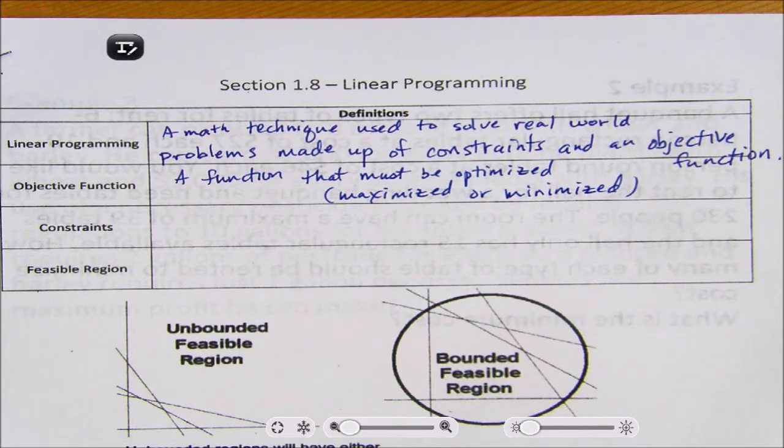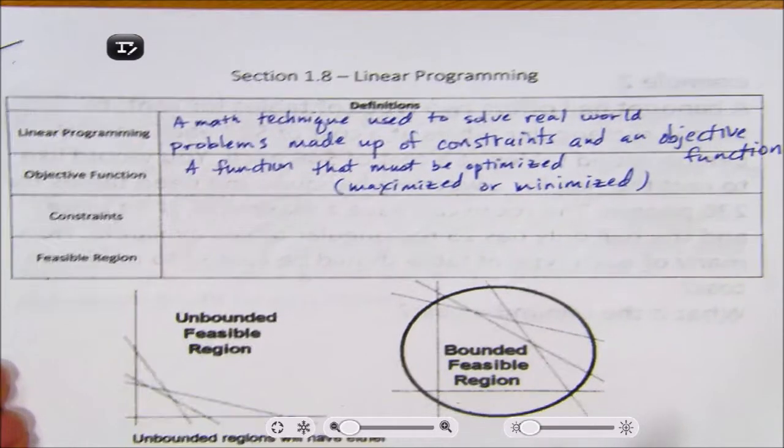And or, like which one? Yes, it could be both. Usually it's one or the other, but it could be both. Usually it doesn't make sense to do both. Say a real world problem would be to minimize cost or maximize profit. You don't want to do minimum profit. You don't want to do maximize cost. Unless you're working for the government.